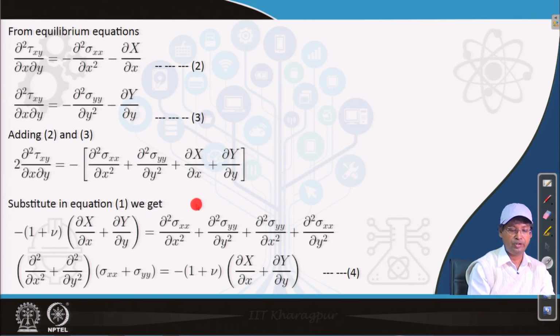Then if we substitute these two in equation 1, we have a relation which is this: del 2 by del x 2 plus del 2 by del y 2 of sigma xx plus sigma yy is equal to minus (1 plus nu) times del X by del x plus del Y by del y. So, this is compatibility in terms of stresses. With this note, the second approach to find out the stresses, we conclude.